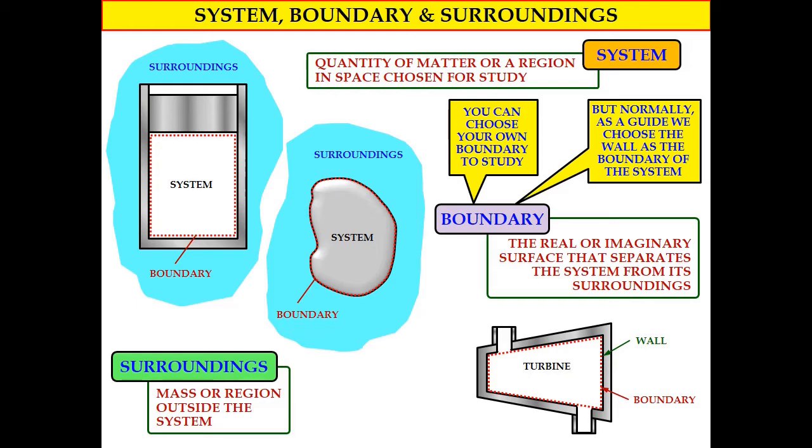And there are two types of boundary, as mentioned in the definition of the boundary. We have real and also imaginary surfaces that separate the system. When we select the boundary, whatever is inside our boundary we consider as our system. The boundary that we choose based on the wall we consider as the real boundary, and the other one we consider as the imaginary boundary, where we do not refer to the wall as our reference for selecting the boundary. So these are the definitions of system, boundary and also the surroundings.